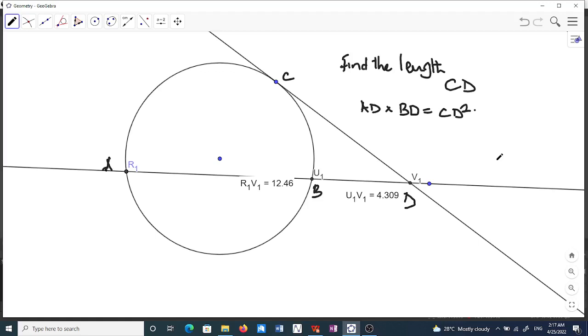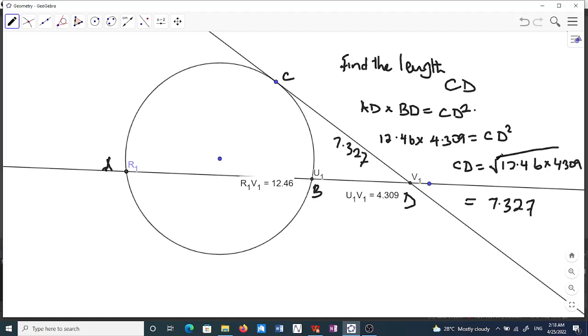Then what do we have? We have 12.46 times BD, which is 4.309, which should give you CD squared. So if you want to get CD, then you have to get the square root of 12.46 times 4.309. So what is the answer here? Then you get 7.327. Okay, that is CD.